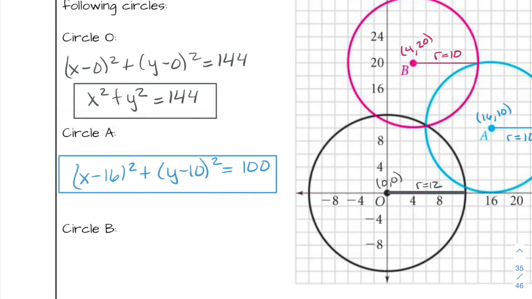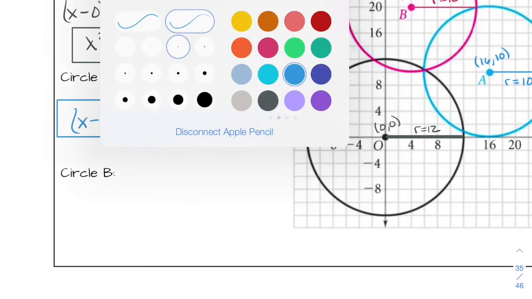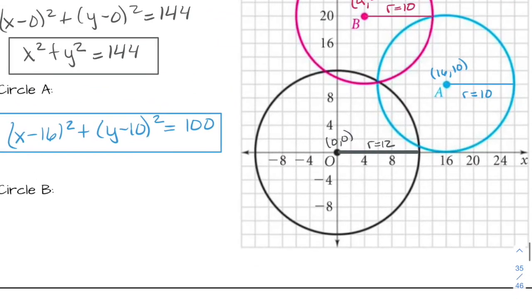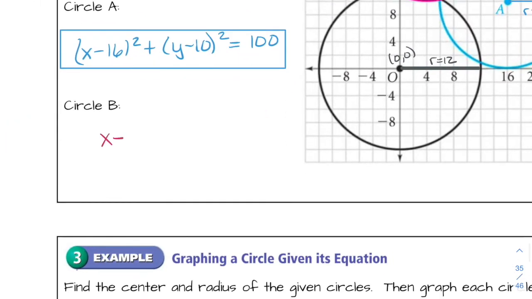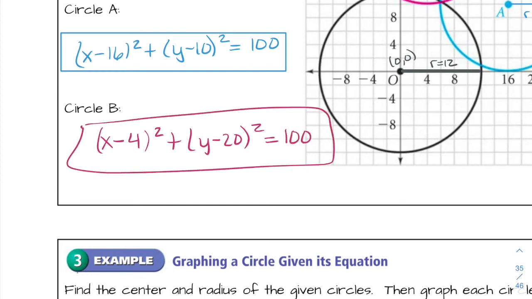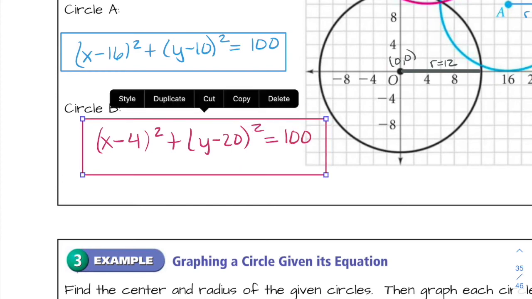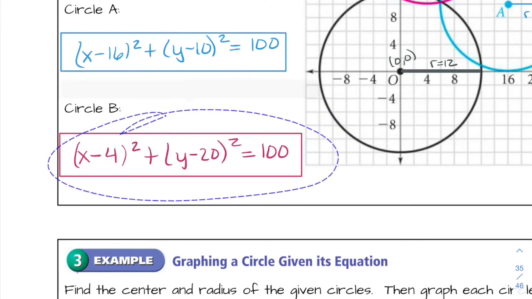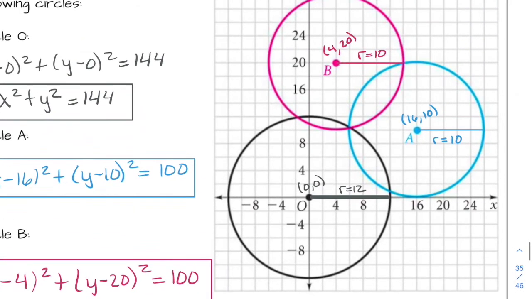And then circle B is, sorry about that, (x - 4)^2 + (y - 20)^2 = 100. Again, that one had a radius of 10, so radius squared is 100. I think that's it for that problem.